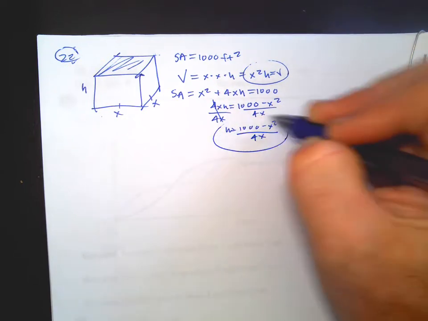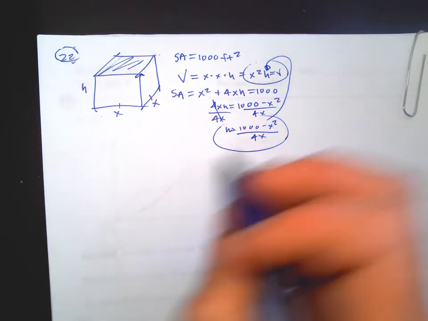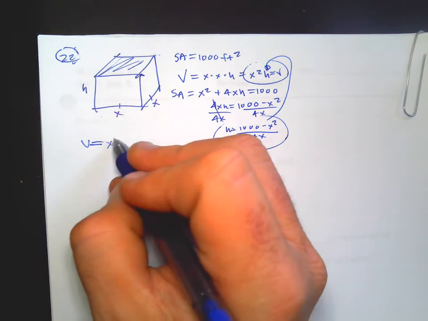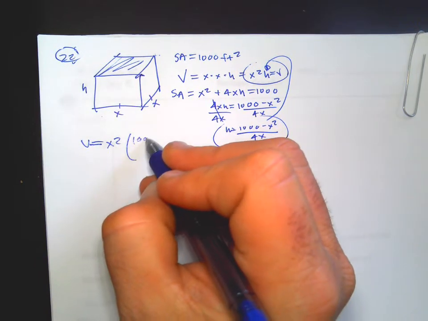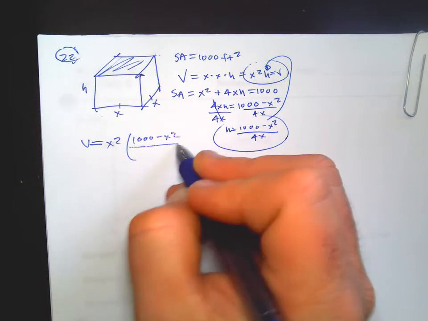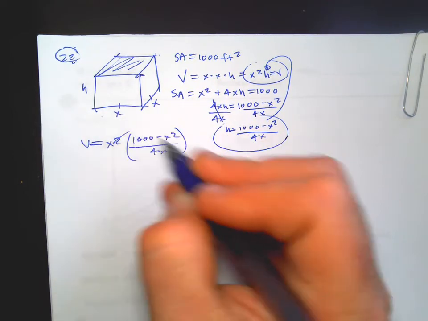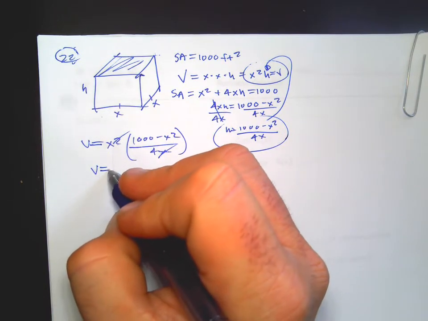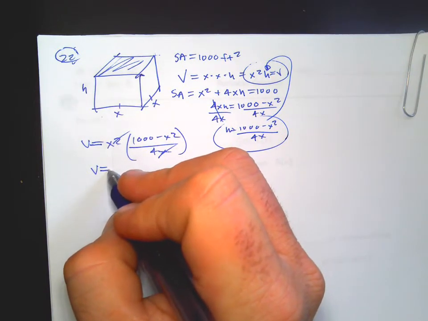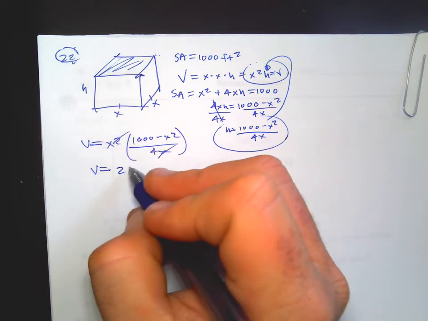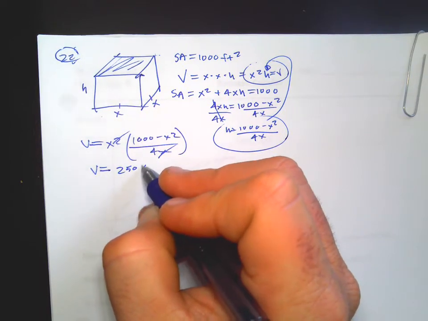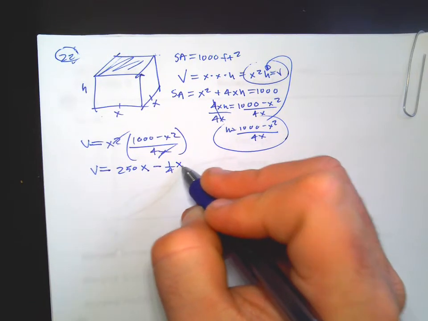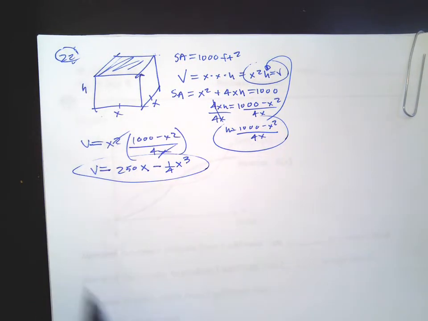And I'm going to plug this in up here. So then our volume equals x squared times (1,000 minus x squared) over 4x. So we could cancel one of the x's out. We could distribute this and make this a little nicer. So that's going to be 250x minus 1/4 x cubed. So here's our volume in one variable.